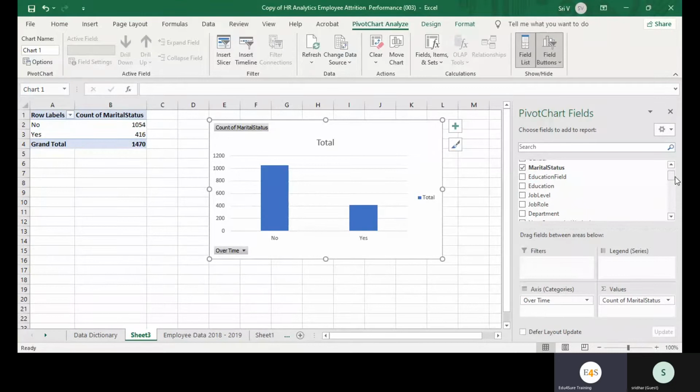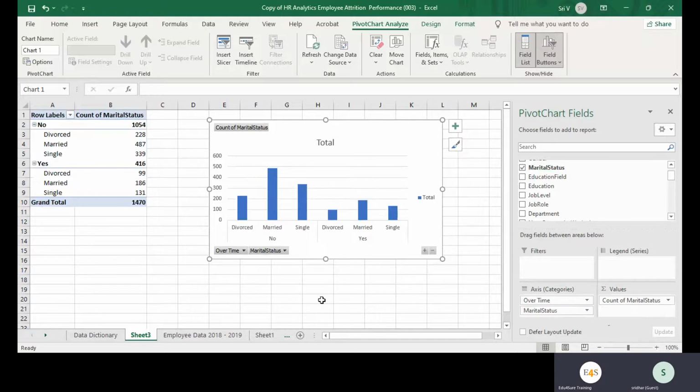So what you have used? Overtime, how many people have done yes or no, right? Yeah, 2054. Then the count of marital status. Then again, I will put here. Is this correct? So how many married people are planning to do overtime as per you? 186. Yes. So this is fine, and you can do it the other way also.